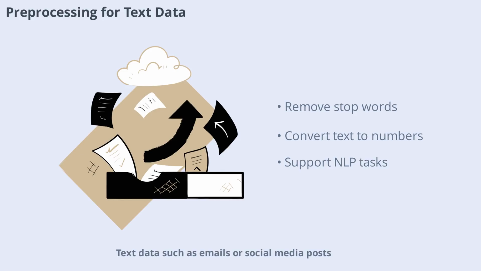Text data such as emails or social media posts requires specialized preprocessing techniques. This can include removing stop words, stemming or lemmatizing words, and converting text to numerical representations. Proper preprocessing of text data enables more accurate analysis and supports applications like sentiment analysis or natural language processing.